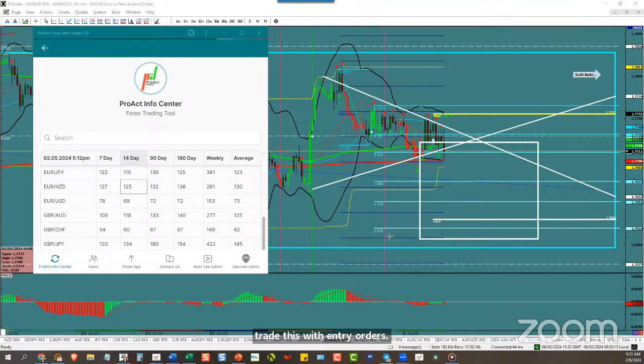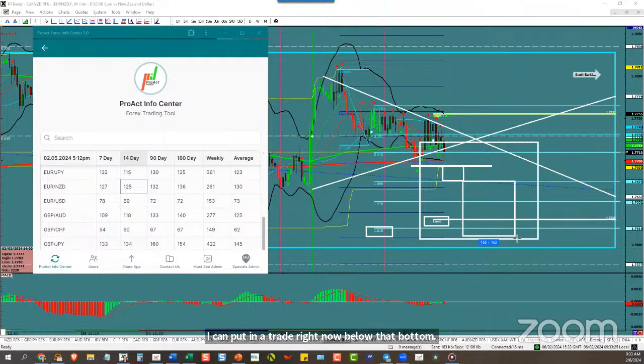We're going to hold to the 1.618 below the ATR. I can put in a trade right now below that bottom and make this trade 1 and then this trade 2. Now, what happens if it comes down here, doesn't take my entry order and pops back up? I can take a market order there, leave the entry orders in, and if it goes to target, I will make 250 pips today.